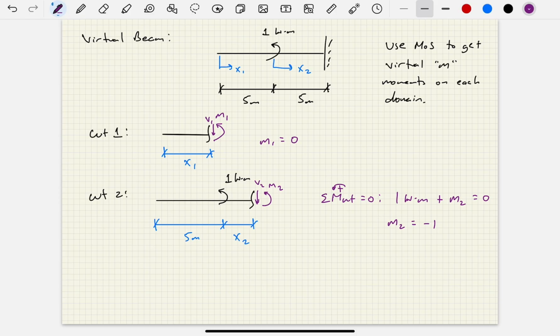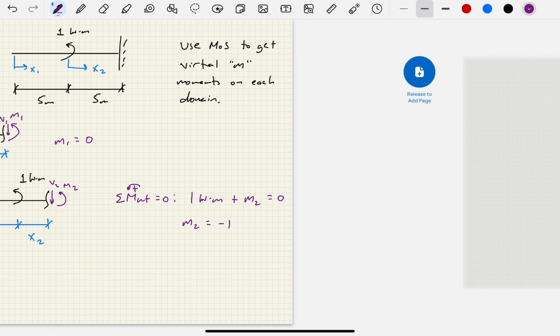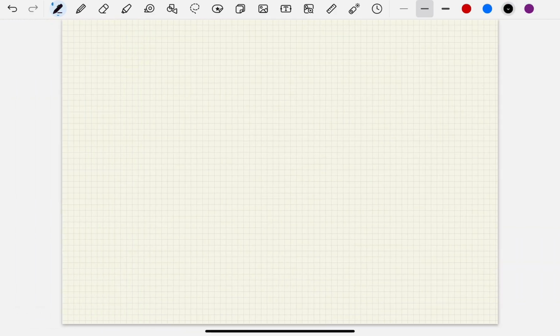So what do I do next? Well, I'm done analyzing the virtual beam. Now I'm going to analyze the real beam, okay? So let's come over here on the next page and say real beam. Now, when I analyze this real beam, I'm going to redraw it just to remind myself what it looks like. Here's 3 kilonewtons. Here's that fixed connection. And I'm going to go ahead and sketch on there my x1 and my x2. Just for reference, 5 meters, 5 meters.